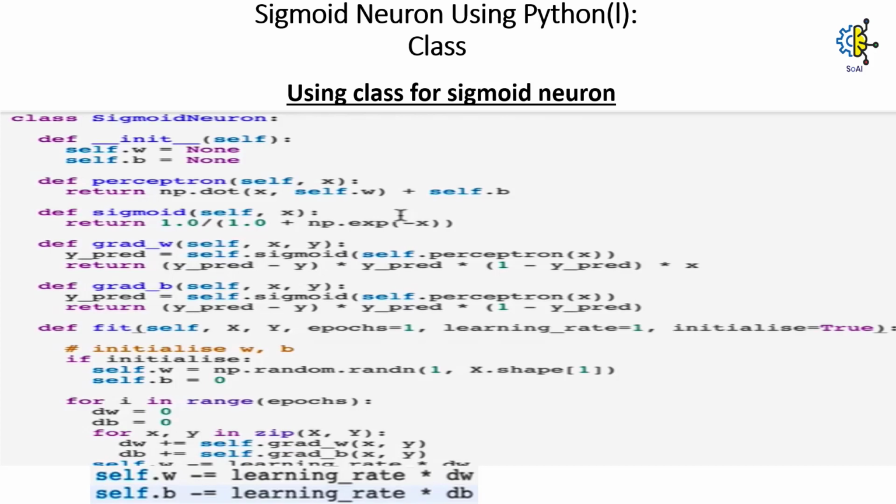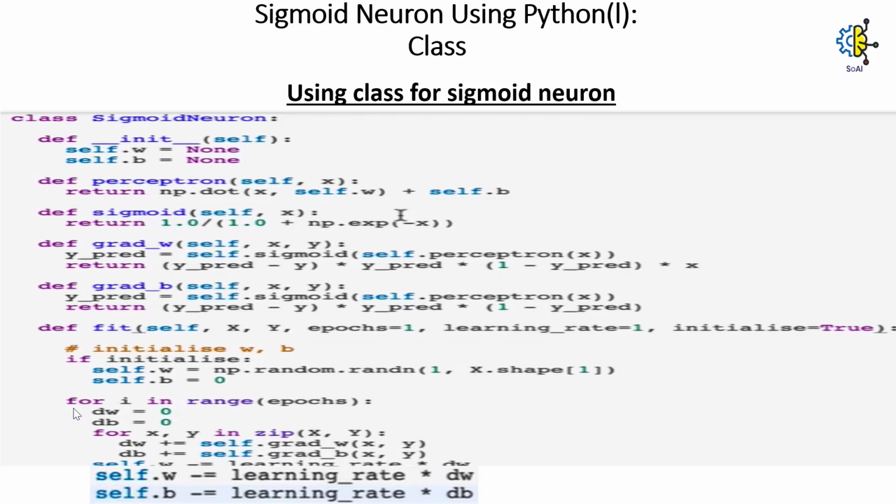After that there is one more function, which is the fit function with parameters self, x, y, epochs equal to 1, learning_rate equal to 1, initialize equal to True. This is the complete definition. Here we are going to initialize w, b. If initialize, self.w is equal to np.random.randn of 1 comma x.shape of 1 and self.b is equal to 0. This is where the initialization takes place.